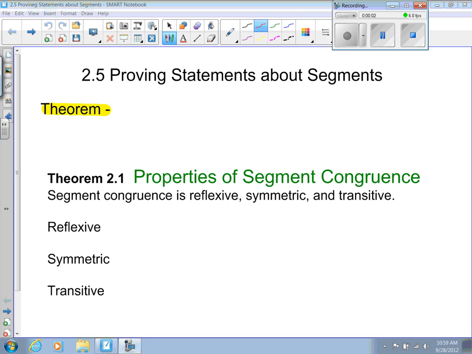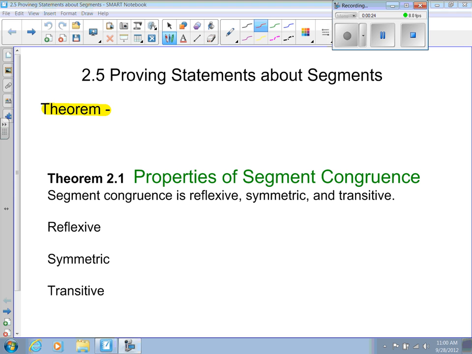All right, well, here today we're starting with 2.5, proving statements about segments. Now, this is probably one of the toughest sections. This is where it really gets tough for a lot of people, but I think if you really try, if you need to go through and watch these examples again at the end or whatever you need to do, it's going to pay off.